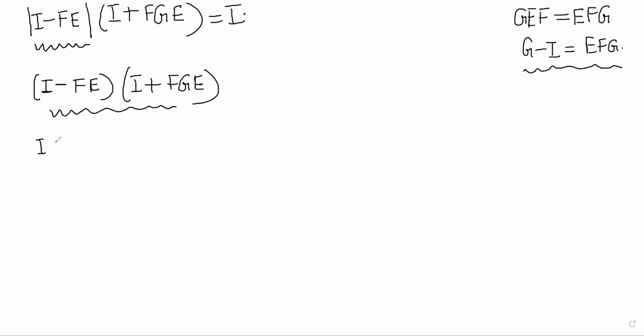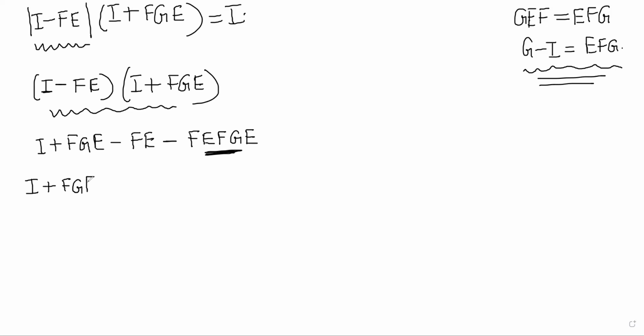So this will become I plus FGE minus FE, and then minus FEGE. Now, if you notice here, this part, EFG, can be written as G minus I from here. So we can write this as I plus FGE minus FE minus F into G minus I into E.